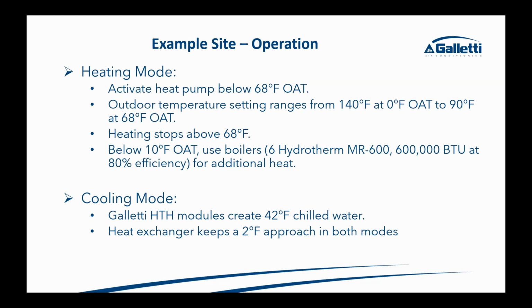So in this example site, the heating mode is activated at 68 degrees. And then from there, we produce 90-degree water to the system. So they have these water source heat pump units, and it's a big apartment building. So it's a low temp system. And so at 68 degrees, we send it 90 degrees, and then 140 degrees at 0 degrees. And so we just mimicked their existing reset curve. And obviously the unit stops at 68.